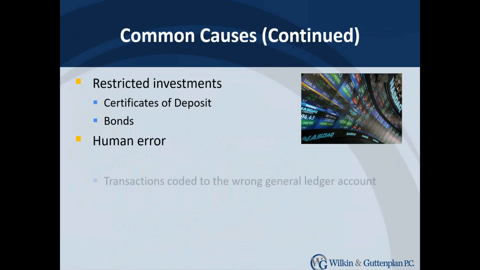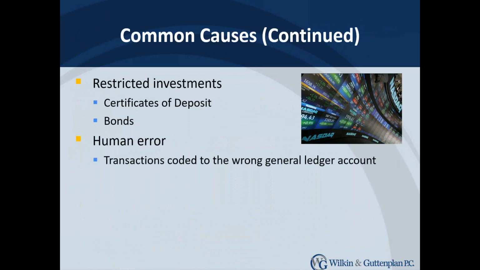And lastly, the last common cause we see is, it happens, it's just human error. Sometimes a check might be coded to the wrong bank account, or maybe the accountant records the transaction to the wrong expense account in the general ledger. These things happen during the year, but if they happen on certain transactions that cross multiple funds, you could find yourself with the result of an interfund.